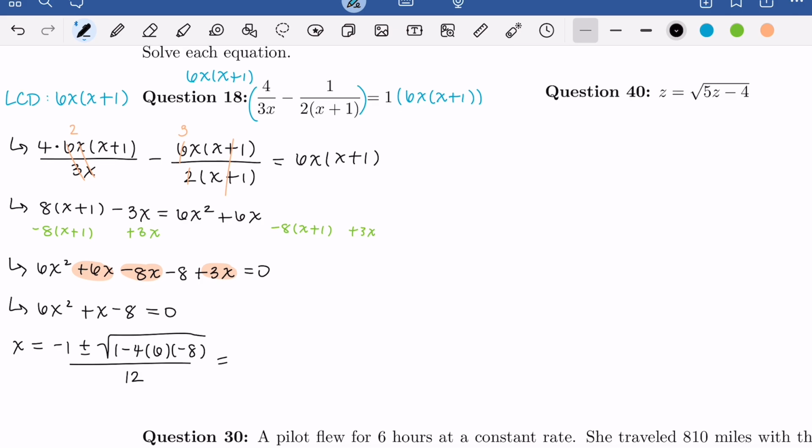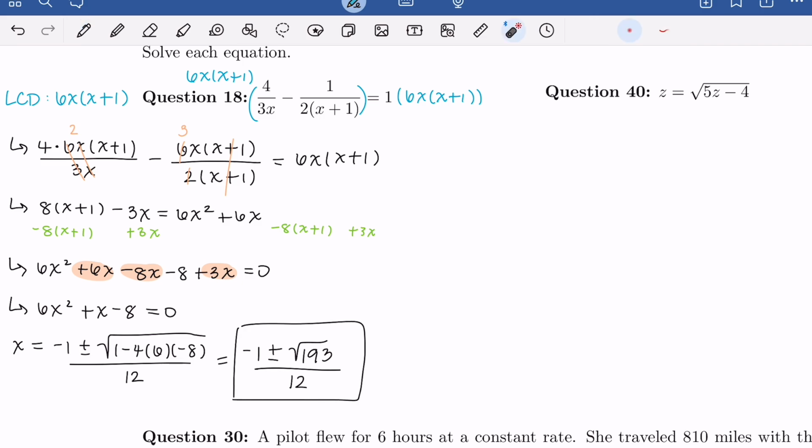Alright, so this means x is going to be equal to negative 1 plus or minus the square root of 193 all over 12. And we can't simplify this any further, so this is going to be our solutions here.